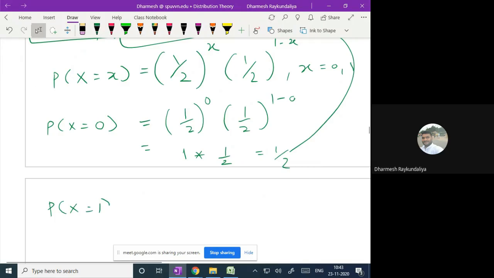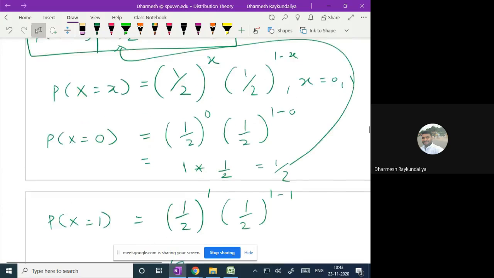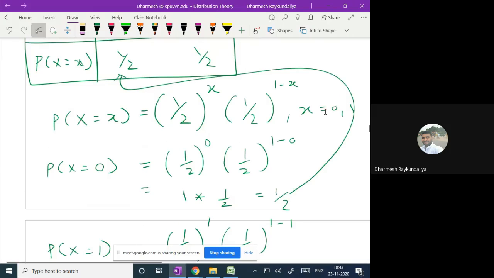Similarly, x takes value 1, that means you have to substitute x equal to 1. So this is 1 by 2 power 1 minus 1. So it is again 1 by 2. So what happened? I have done nothing. I have just written it in some mathematical form.